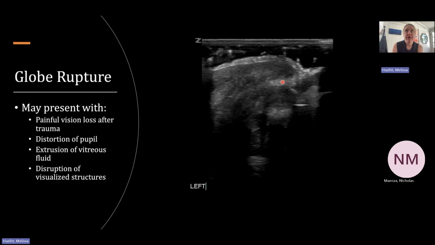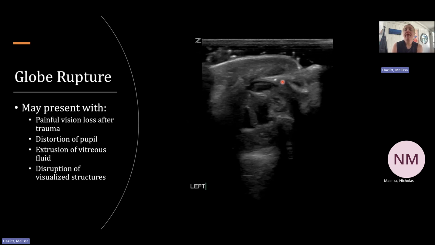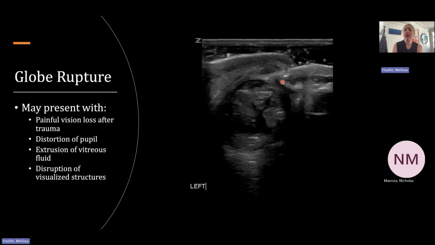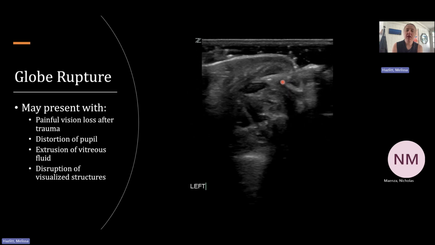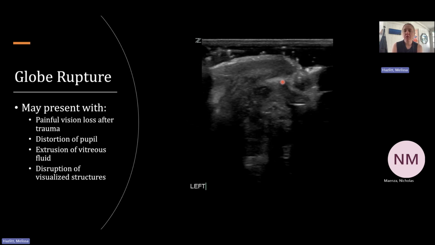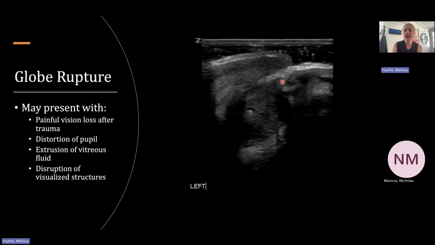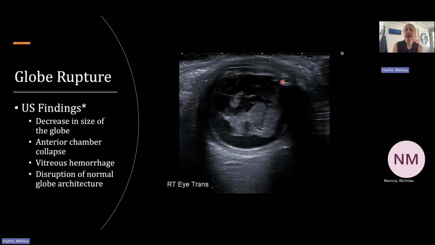There's a lot of controversy on doing ultrasound for globe rupture. I think that if you are cognizant of those risks, and you're in a position where you need that information, you can do it safely as long as you're very aware of the risks of increased vitreous loss. And the way to be really careful with that is you're going to be using just a lot of gel for this exam.